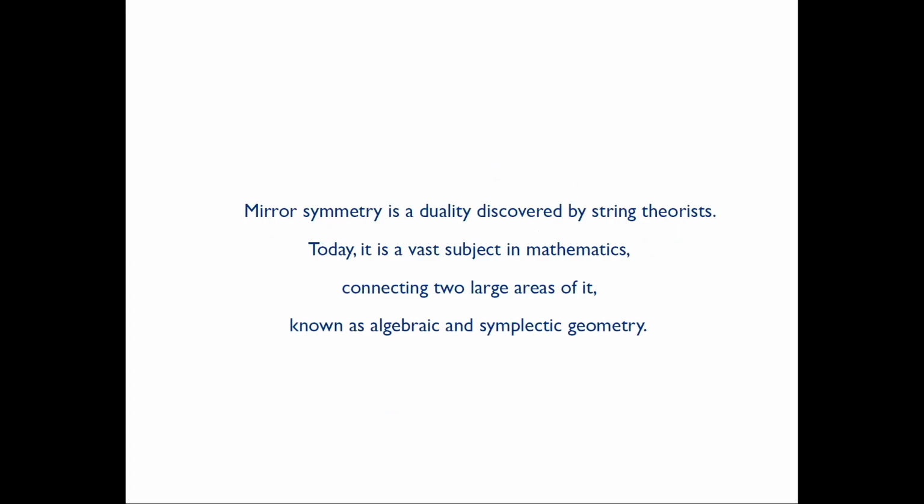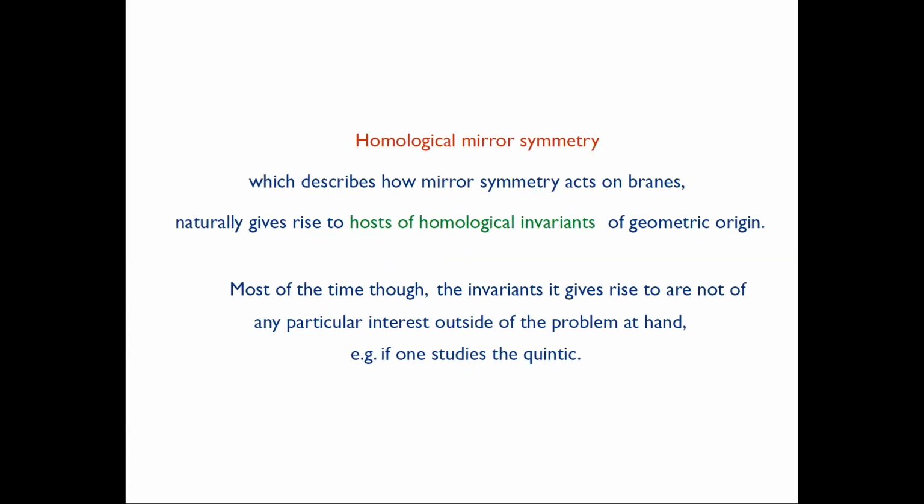Mirror symmetry is a phenomenon that was discovered by string theorists. Today, it is largely a subject of mathematics, not so much of physics anymore. And in mathematics, it connects two large areas that are known as algebraic and symplectic geometry. Homological mirror symmetry describes how mirror symmetry acts on branes. And it turns out, naturally, it gives rise to a host of homological invariants of a geometric origin, the kind you'd want for knot categorification.